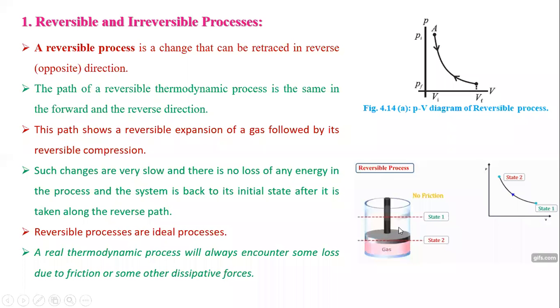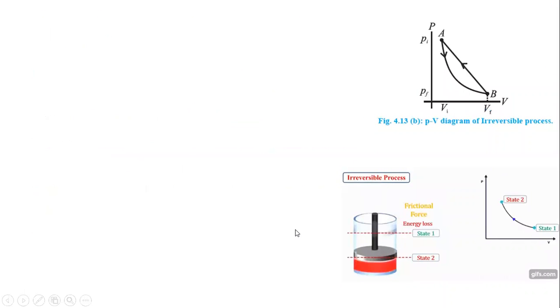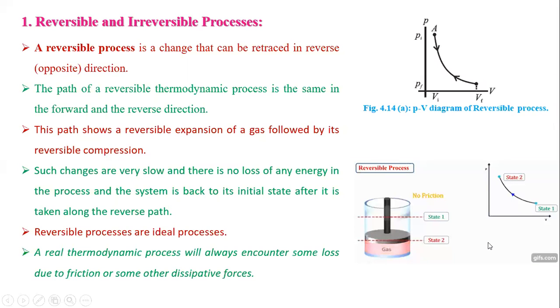Now you can see an example here. In this example, the piston is changed from state 1 to state 2. As we push the piston in, the gas compresses. It reaches from state 1 to state 2. As we release the force, again it comes back to state 1 by the same path. So this is reversible. But here we are considering no friction, no dissipation of energy.